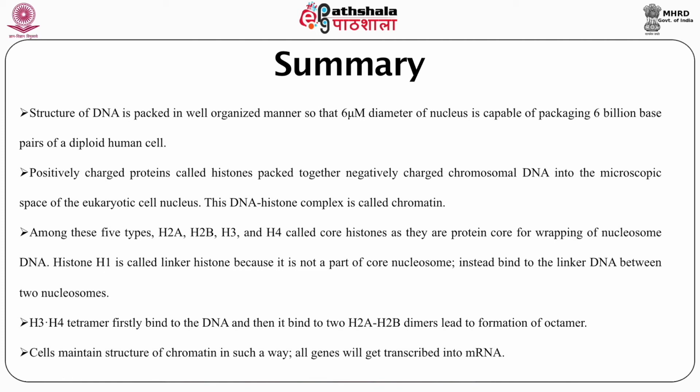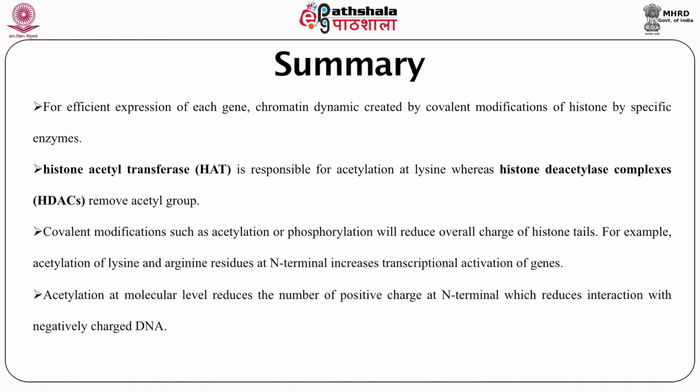Cells maintain the structure of chromatin in such a way that all genes can get transcribed into mRNA. For efficient expression of each gene, chromatin dynamics are created by covalent modification of histones, which is done by different specific enzymes. Histone acetyl transferase, which we call HAT, is responsible for acetylation at lysine, whereas histone deacetylase complexes, which we call HDACs, remove the acetyl group. Covalent modifications such as acetylation or phosphorylation will reduce the overall charge of histone tails. For example, acetylation of lysine and arginine at the N-terminal increases transcriptional activation of genes. Acetylation at the molecular level reduces the number of positive charges at the N-terminal, which finally reduces interaction with negatively charged DNA.